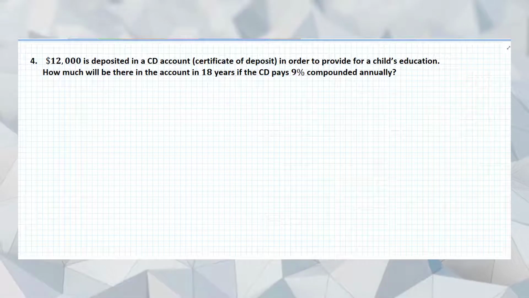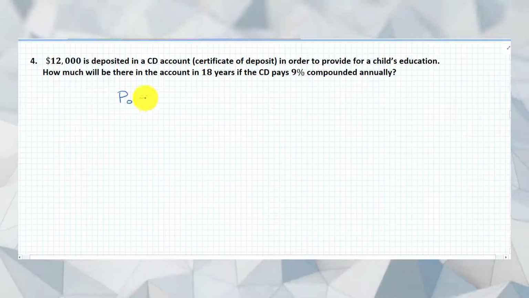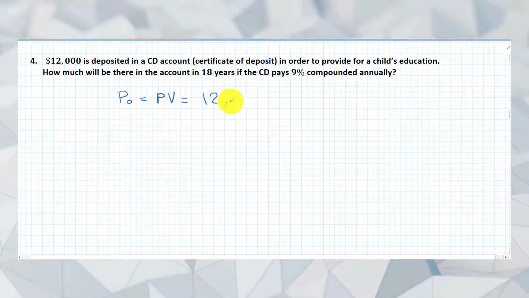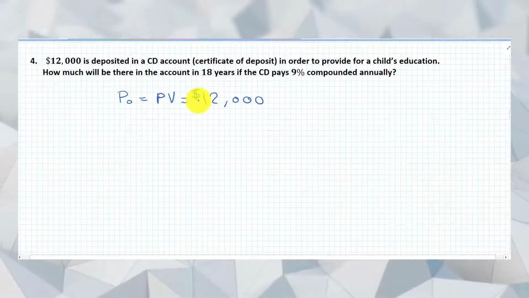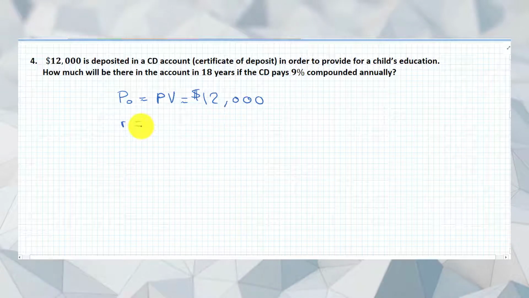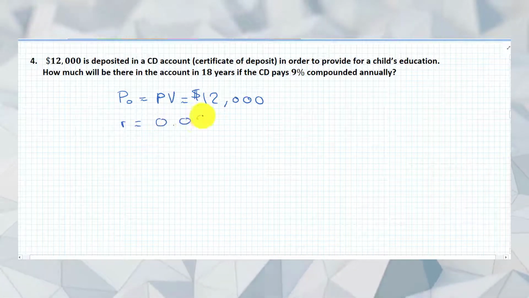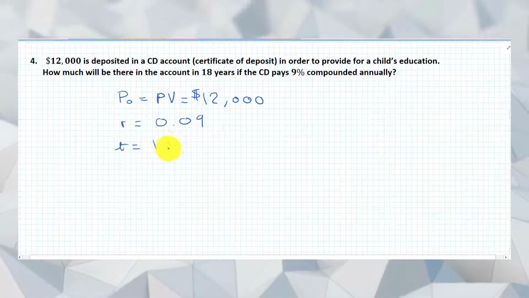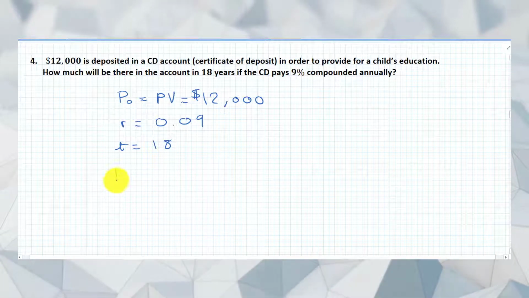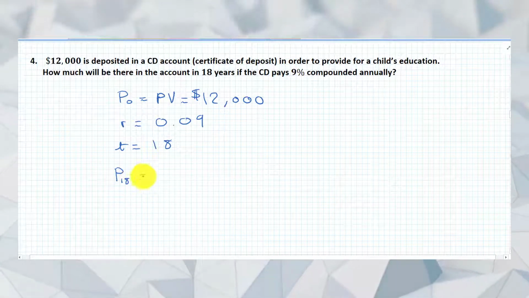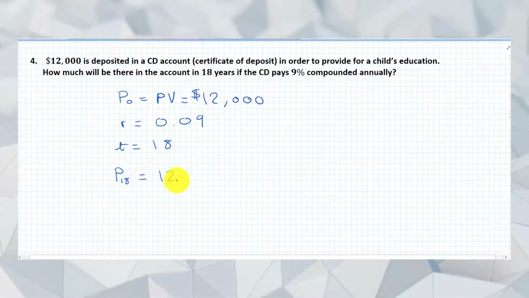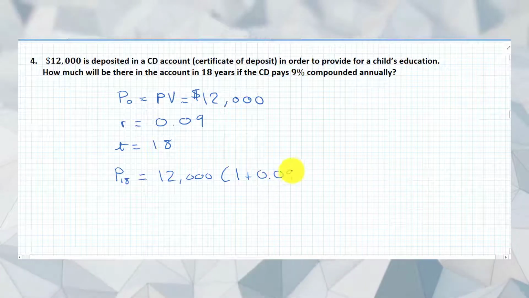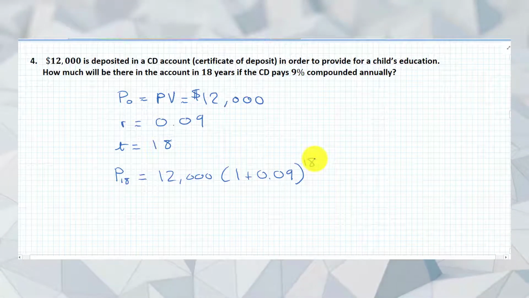So what do we have here? P naught, also called the present value, is $12,000. R is 9%, so it's 0.09. And T equals how many years? 18 years. And so the formula is telling us that P of 18, the amount after 18 years, will be $12,000 times 1 plus 0.09 to the power of 18.